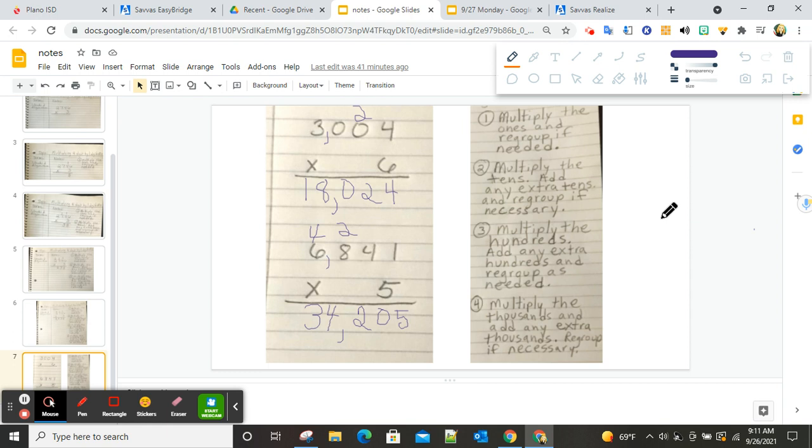of the video if you would like a refresher on how to multiply 4-digit numbers by 1-digit numbers.